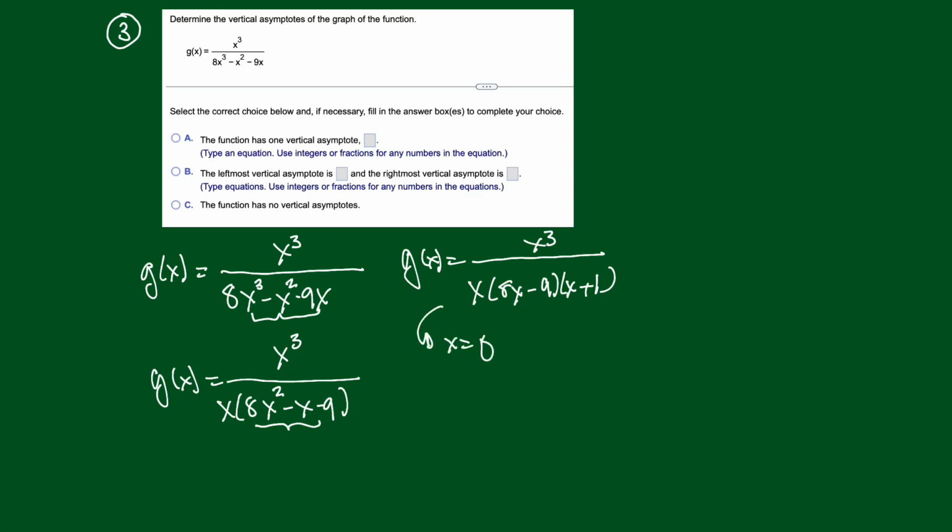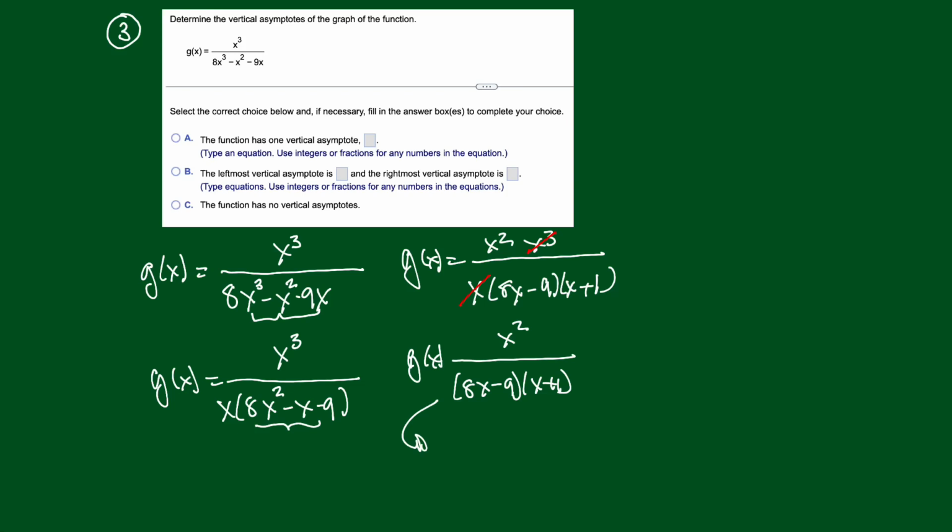Well, 0, oh, you know what? Before we do that, I can simplify a little bit more, right? I can factor this x. That x will go with one of these, leaving an x squared in the top. So here's our function when it's reduced. Our function reduced is x squared over (8x minus 9)(x plus 1).